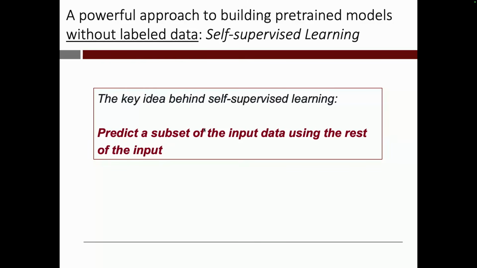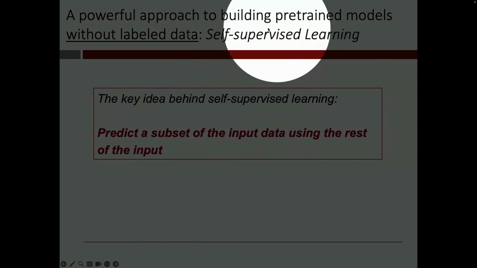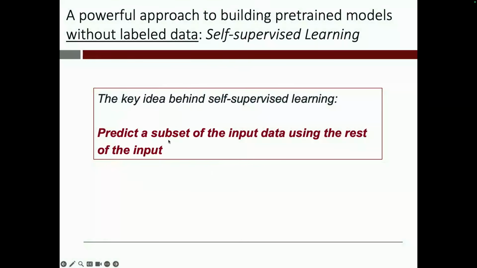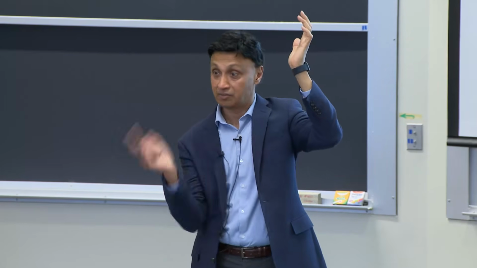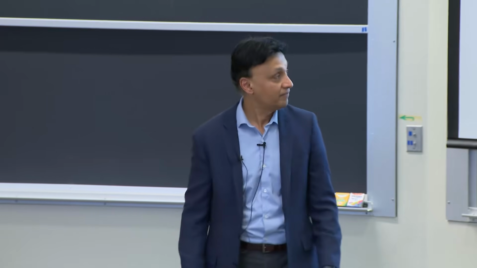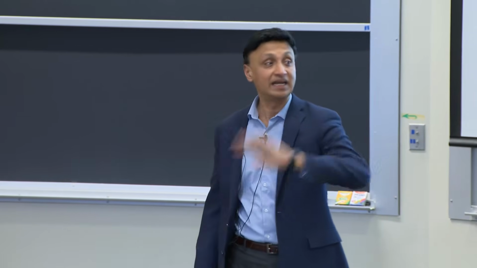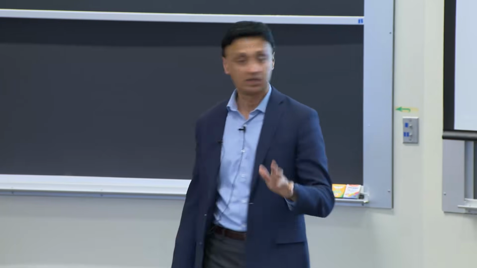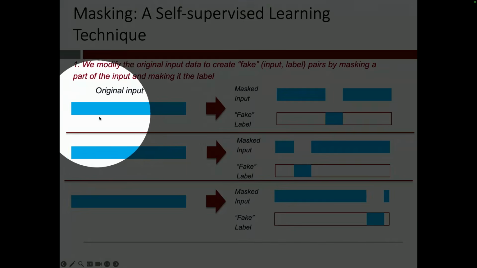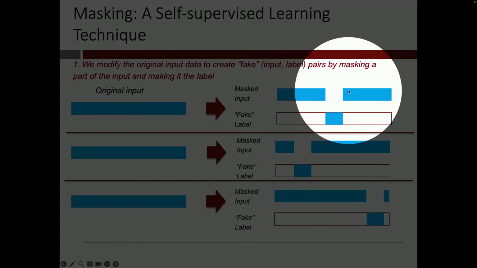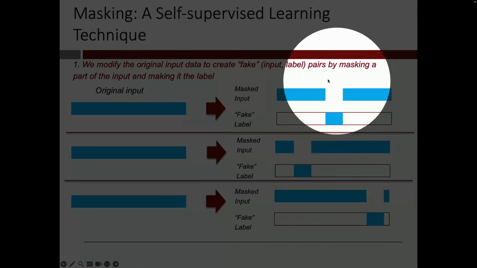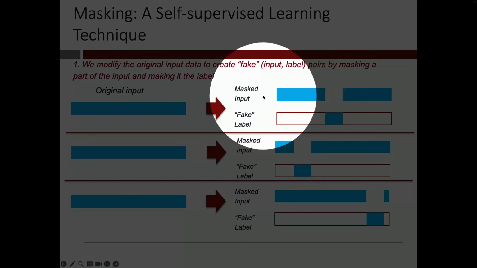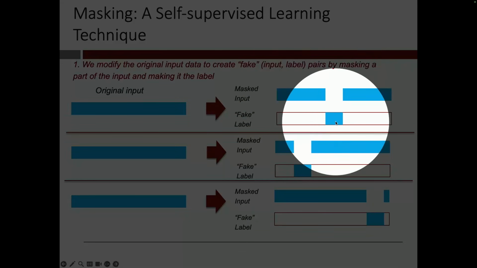A beautiful idea for doing this is called self-supervised learning. The key idea is that you take your input, whatever the input is, you take a small part of the input and just remove it, and then ask your network to fill in the blanks from everything else. This is called masking, and it's just one of many techniques in self-supervised learning, but it is very commonly used. So this is the original input, and then you take this thing in the middle here randomly and zero it out, or mask it. This incomplete input is now your new input, and the thing that you took out becomes your fake label.